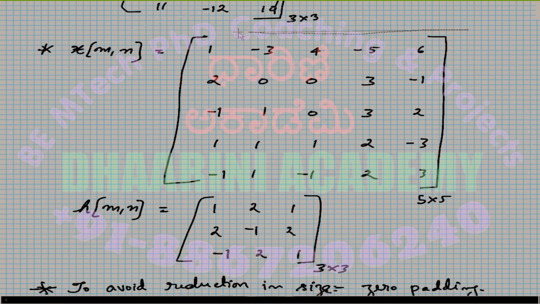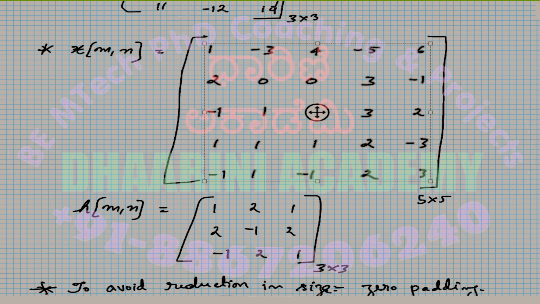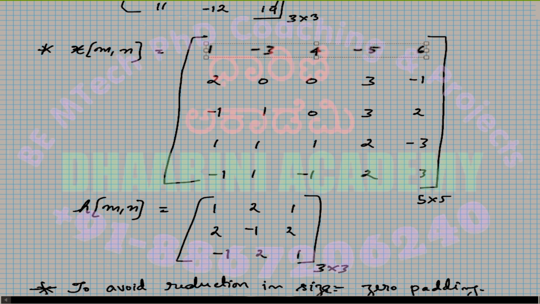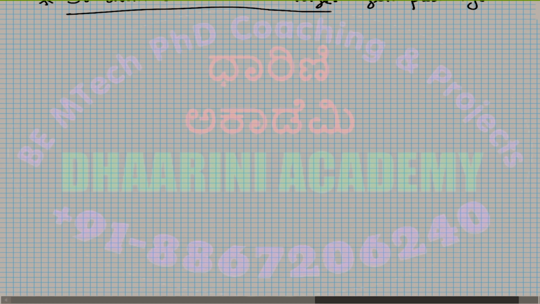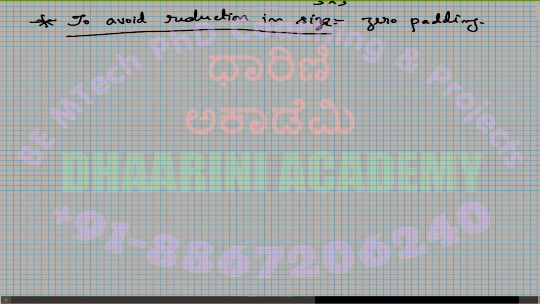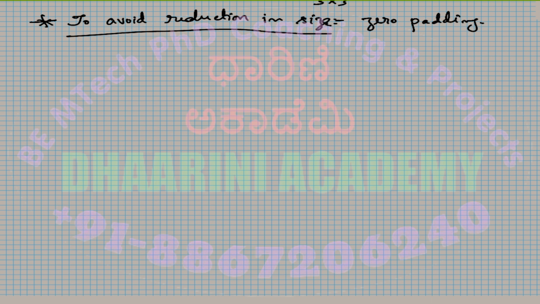Let me copy this. Now we are going to implement the zero padding. We'll solve this problem with zero padding, so that the result is 5 into 5. The result's size will not reduce. Whatever x I have, I perform the zero padding, only for the first function. For the second one, the h, you don't do that. So let's write this.